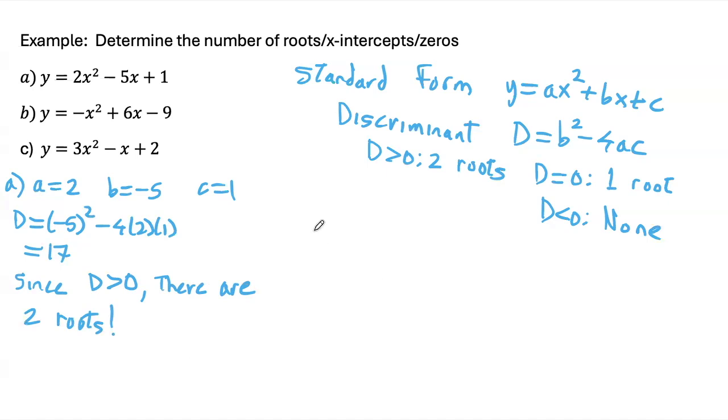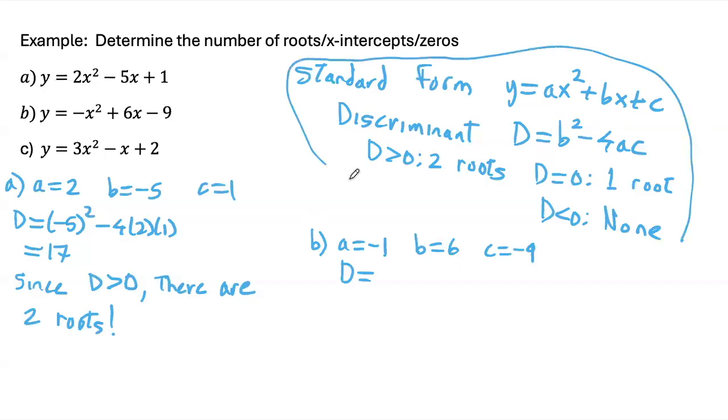Question B. A, the number multiplied by x squared, if it's just a negative, it's a negative 1. B will be the 6, C will be the negative 9. Put them through the discriminant, but please make sure that you only use the discriminant when it's in standard form. I see this quite often. Students want to do the discriminant for a factored form or a vertex form, but that would be a waste of time. For those two other forms, refer to the examples we've done earlier.